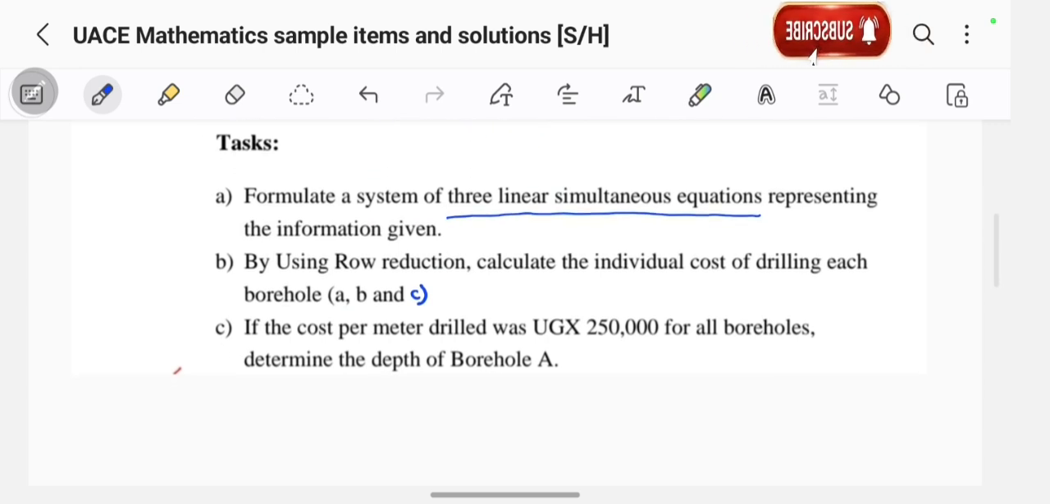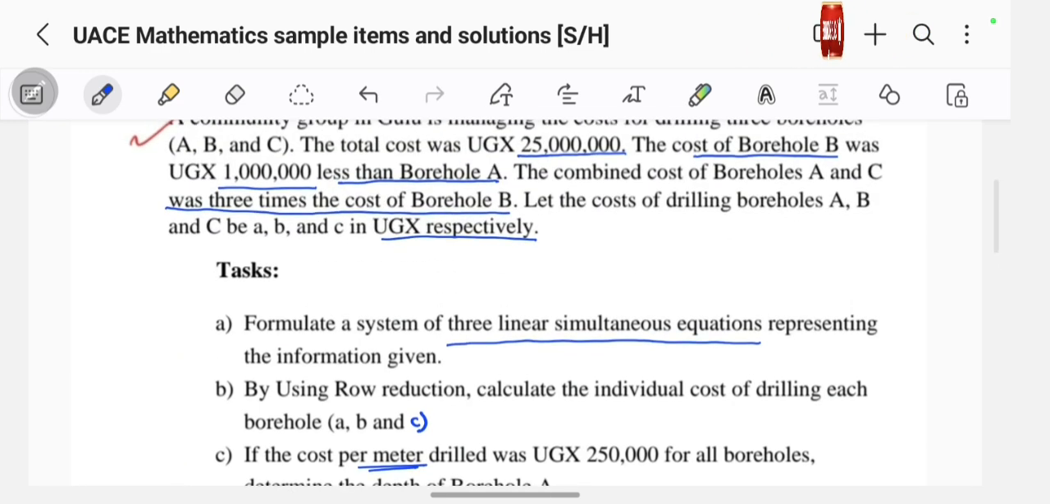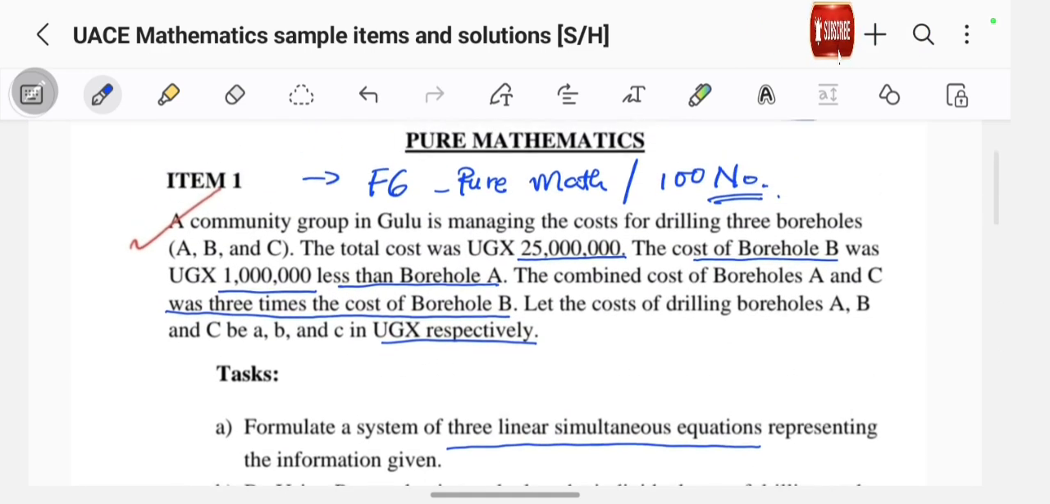Then part C says, if the cost per meter drilled was 250 Uganda shillings for all boreholes, determine the depth of borehole A. So we need to get the money that is spent on borehole A. Later on we shall get the distance or the depth in meters for drilling that borehole A. So I think the question is seen and it's clear.